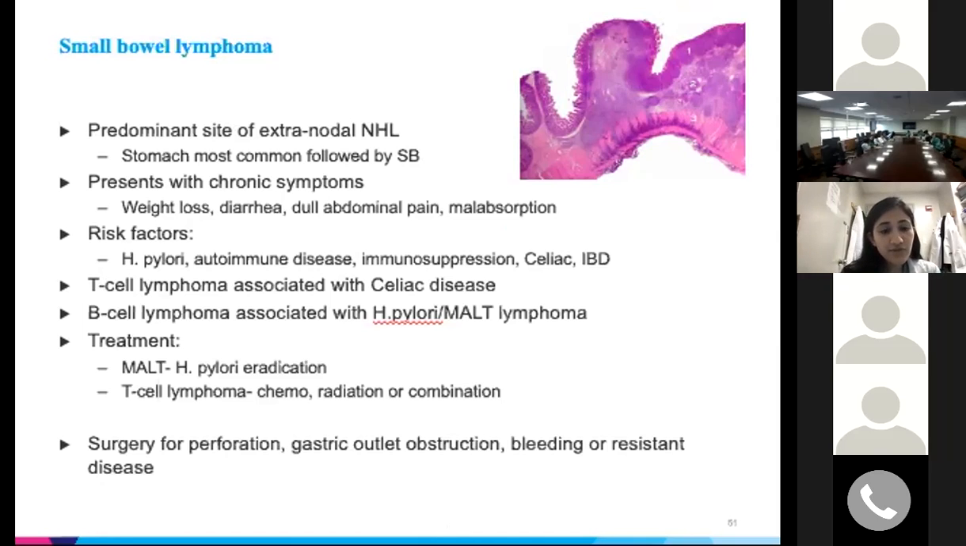T-cell lymphomas are usually associated with celiac disease, versus B-cell lymphomas, which are associated with H. pylori or MALT lymphoma. The treatment for MALT lymphoma is H. pylori eradication, and the treatment for T-cell lymphoma is chemo or radiation or a combination. Surgery is only reserved for complications like perforation, gastric outlet obstruction, bleeding, or disease that's resistant to chemotherapy.